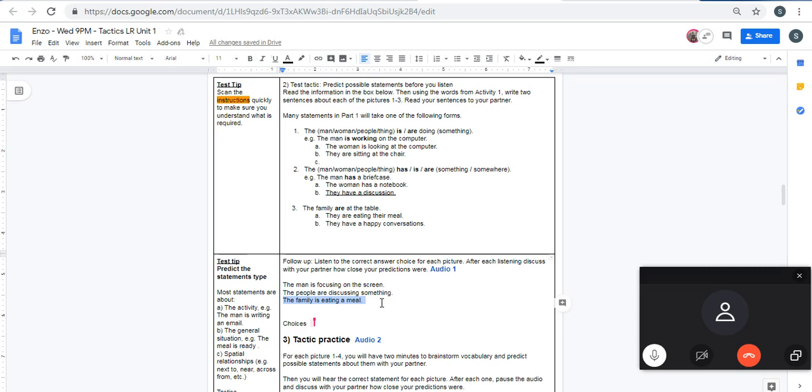And then lastly, can you read the last sentence? The family is eating a meal. All right, so your answer is they are eating the meal. See, you're almost there. So the family is eating a meal, or the family is eating their meal. It's very close to your answer.